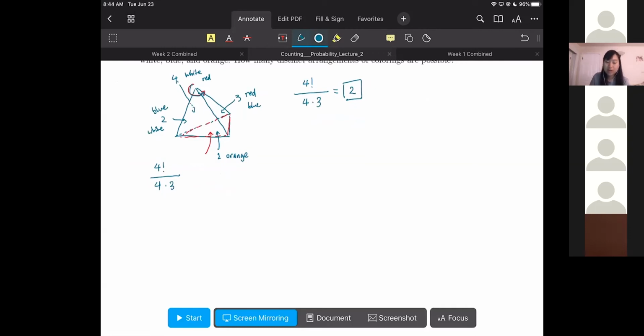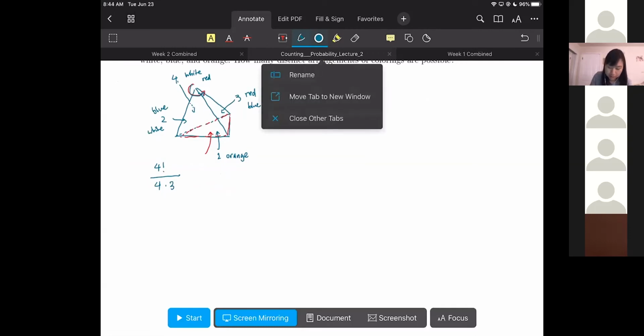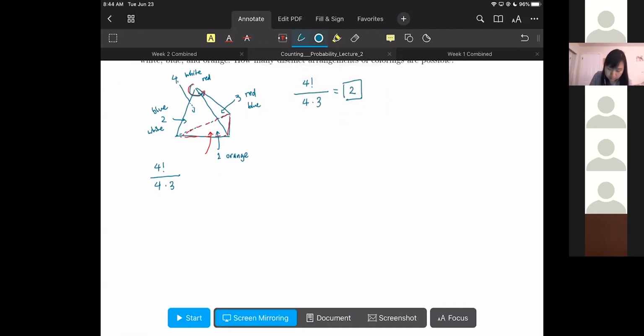So now let's move on to a different type of counting. Cool, I got this switching thing to work. So this is going back to the lecture notes. And I want to talk about a different technique to solve counting problems that we call complementary counting.